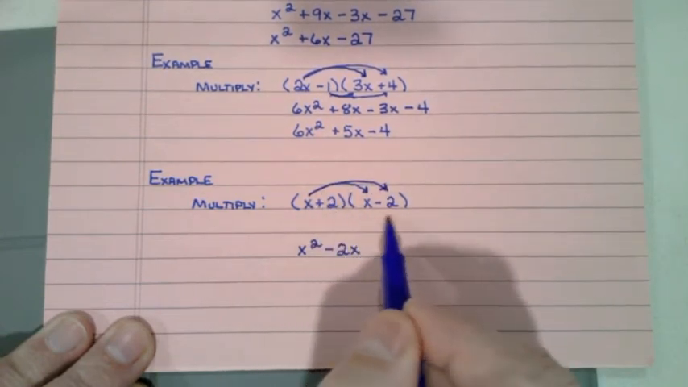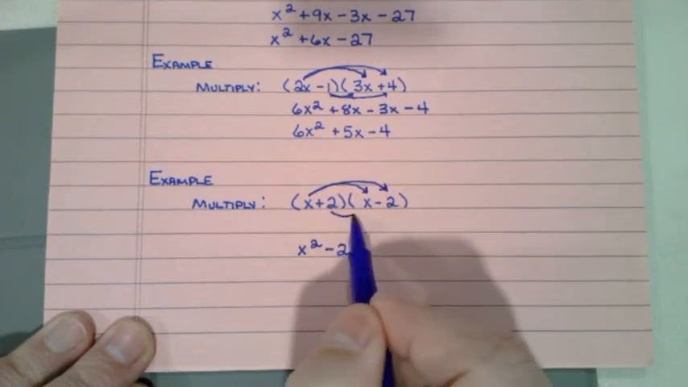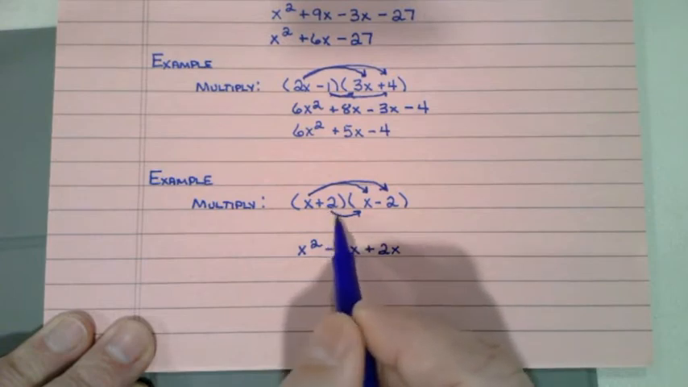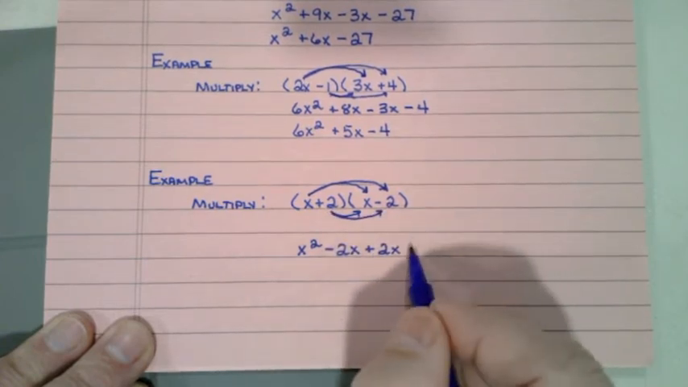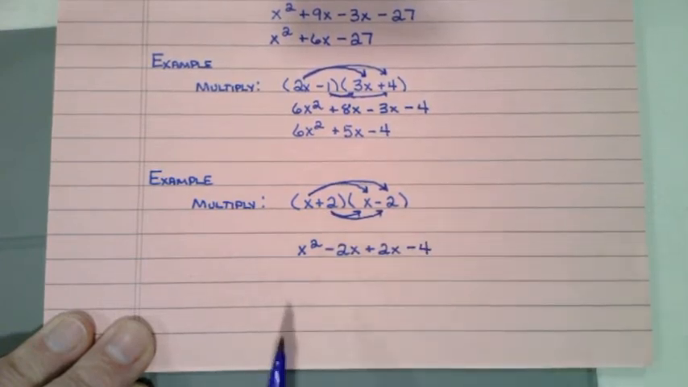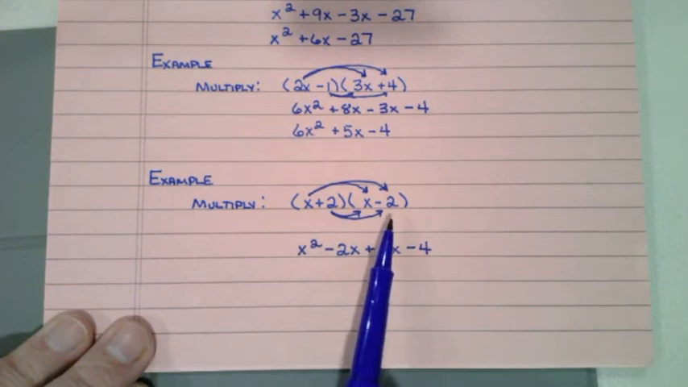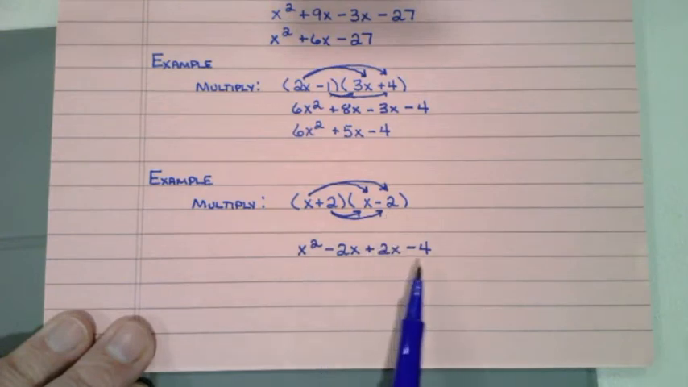Then I'm going to take this 2 and multiply it to each one of these. 2 times x, positive 2x. 2 times negative 2, negative 4. When we're doing problems where it says show your work, this is what we need to see. We need to see what you're multiplying together. We need to see what you get at this point. And then we need to see what your answer is after you combine like terms.